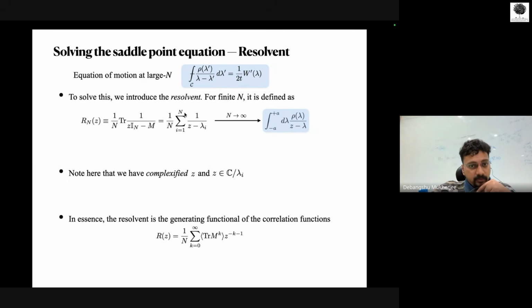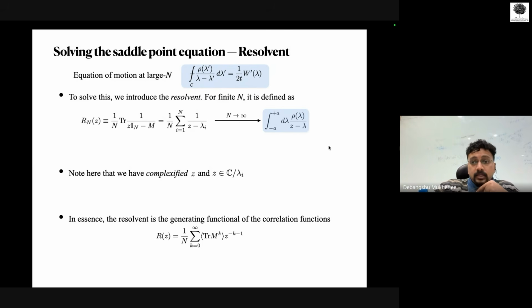In terms of the eigenvalues, this simply boils down to a sum over the inverses of z minus lambda_i. If you take a naive n going to infinity limit, what you get is, again, an integral like this. Again, I have assumed that it is from minus a to plus a. Technically, you don't have to. This can be over the interval which I was calling curly C. Curly C is precisely where you have non-zero rho. Everywhere else, rho is 0.